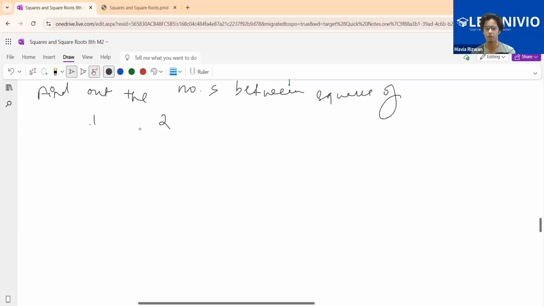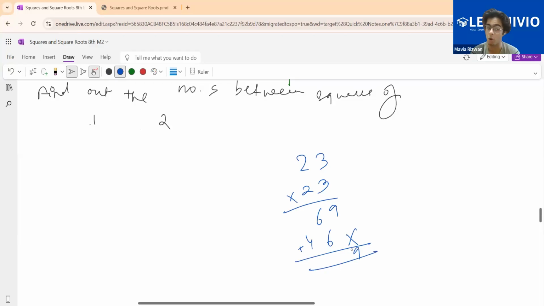Sir, how do you find a square again? How do I find the square of a number? Just multiply it with the same number. Suppose I have to find 23 square. So multiply 23 with itself: 3 threes are 9, 3 twos are 6, then 2 threes are 6 and 2 twos are 4. Just multiply it with itself. There is no trick. Later we'll find tricks, but right now, to find the square of any number, just multiply it with itself. Okay, got it, Abu Bakr?